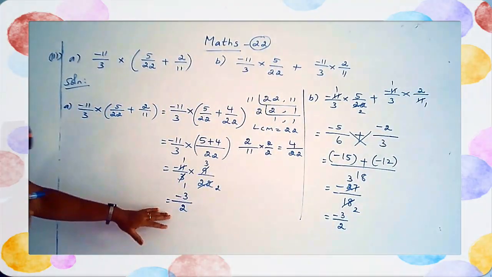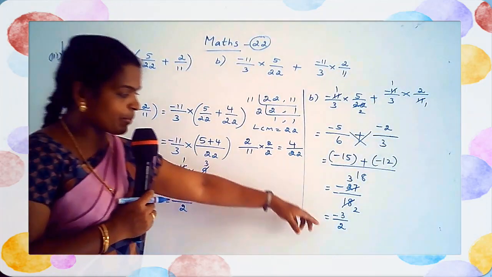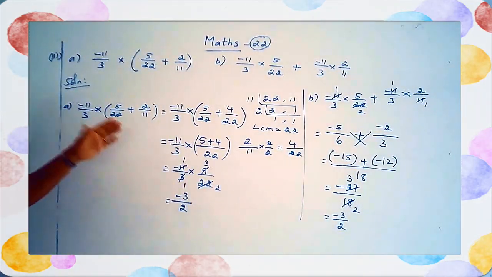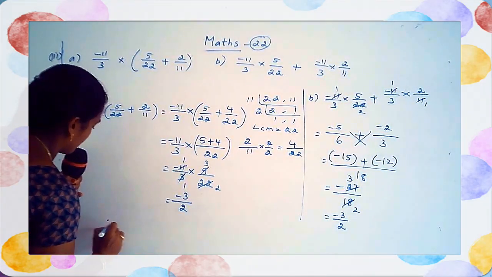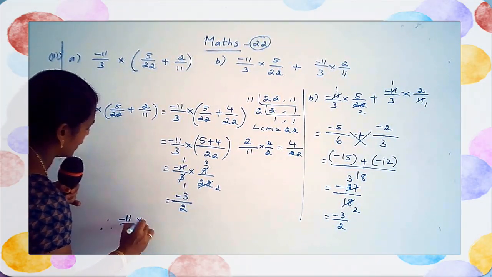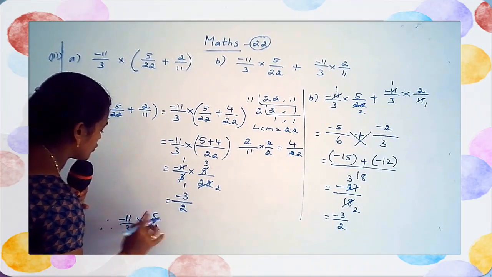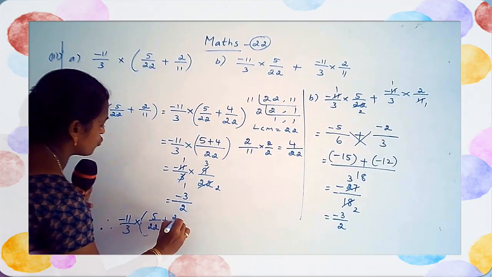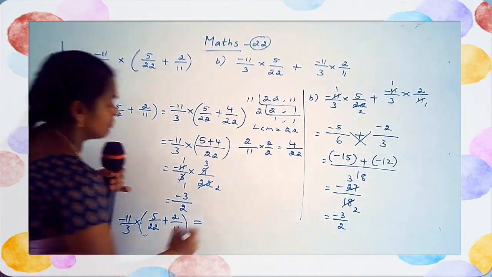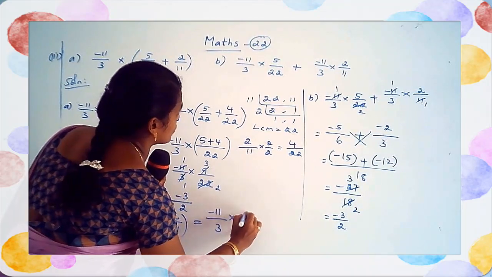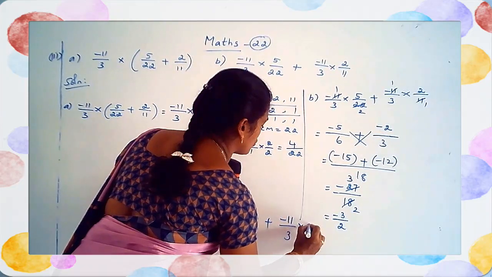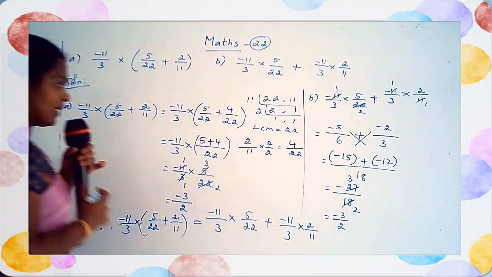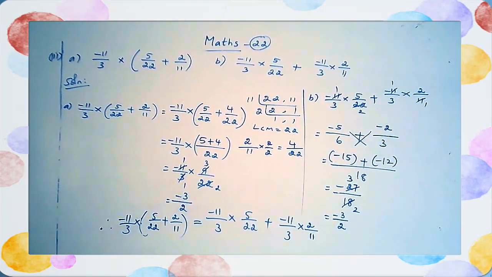Now you see here, A part answer is minus 3 upon 2 and B part answer is also minus 3 upon 2. Both parts are equal, therefore A part and B part are equal. Therefore minus 11 upon 3 into 5 upon 22 plus 2 upon 11 equals minus 11 upon 3 into 5 upon 22 plus minus 11 upon 3 into 2 upon 11. Okay, clear? Yes, write it in the classwork note.